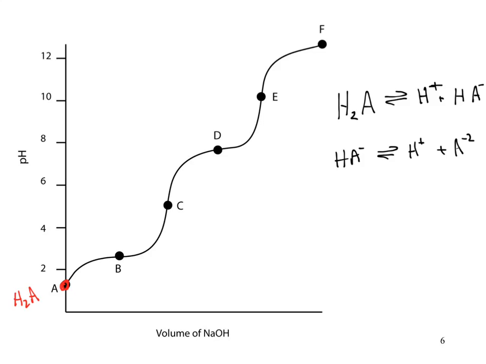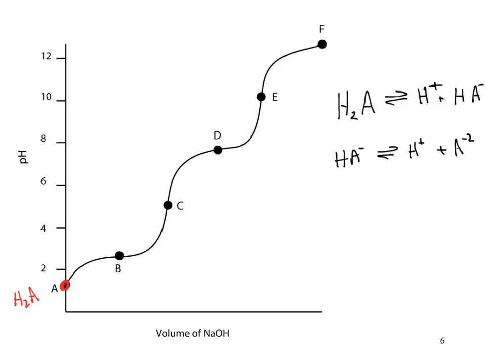The base pulls away H plus from our very first equation. The equilibrium is messed up, so now H2A says, fine, I'm going to give you more acid. So it generates more H plus. So we still have H plus in the solution. Our pH doesn't change much, so it levels off. Then all of a sudden it spikes. Why does it spike?